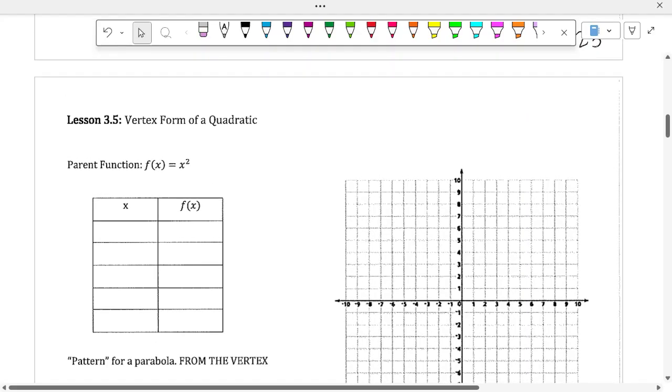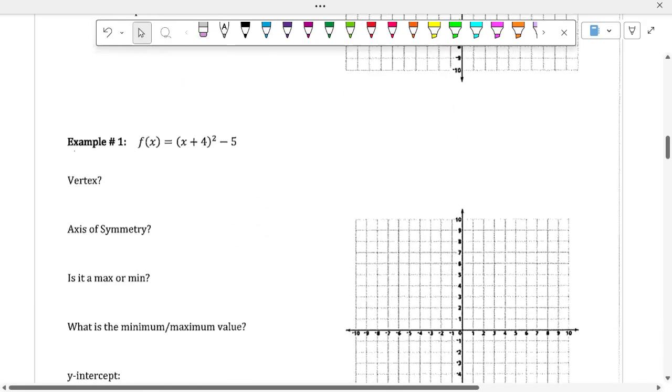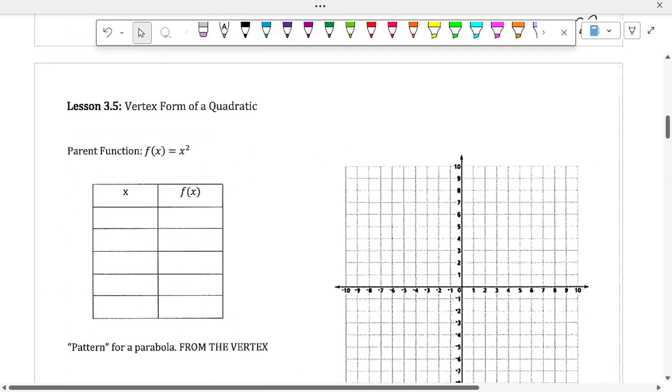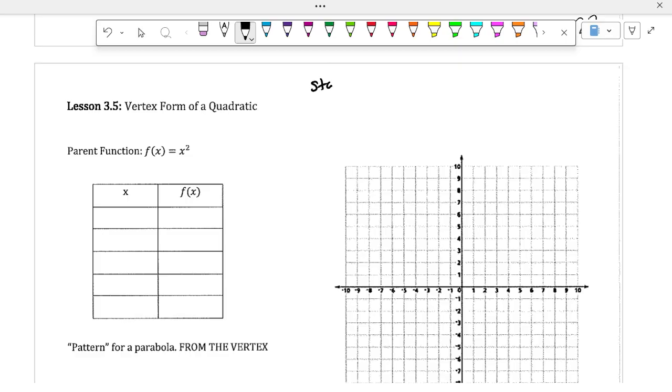Vertex form of a quadratic. All right, it's just another form. It doesn't necessarily look like standard form. So we know standard form to typically look like y equals ax squared plus bx plus c. That's standard form.